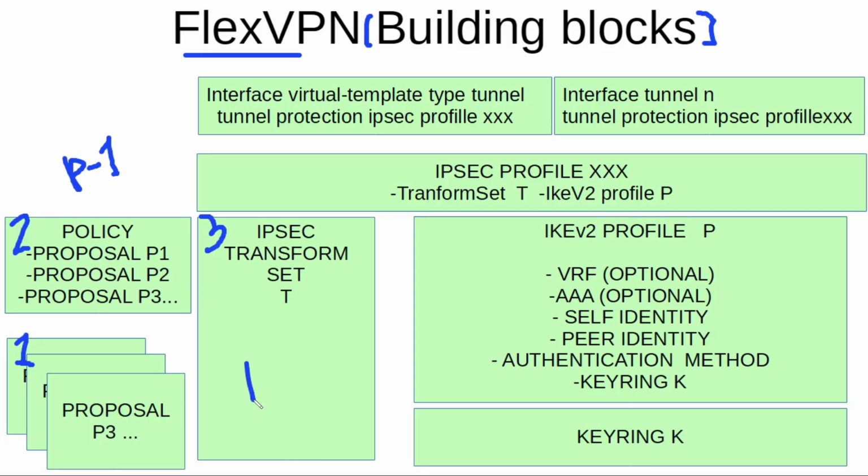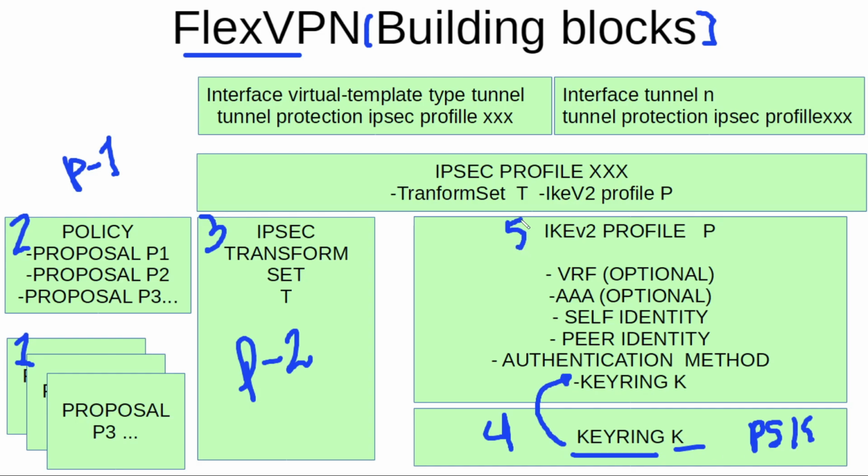Then for phase 2, you will need to create your transform set. Each transform set selects a particular IPsec transport protocol such as AH or ESP, an encryption algorithm, and a hashing algorithm. Then you will need to provide authentication information. So for instance, if we were using pre-shared keys, these keys will be stored in a keyring. This keyring is referenced by the next step, known as an IKEv2 profile. Within the IKEv2 profile, you can select your authentication method.